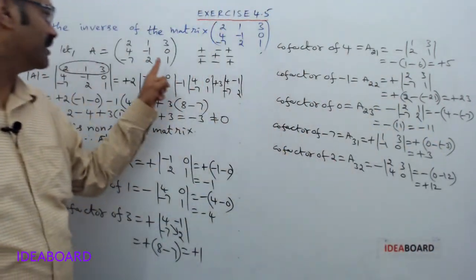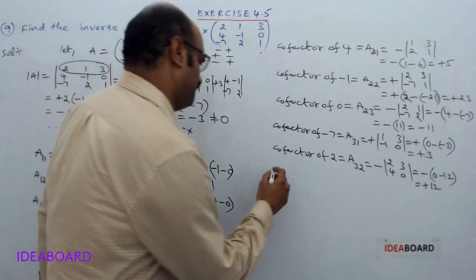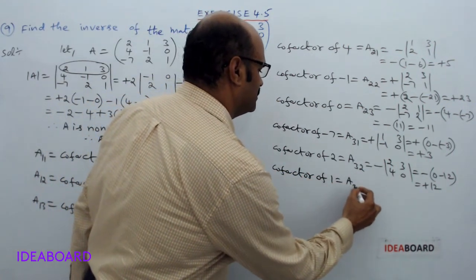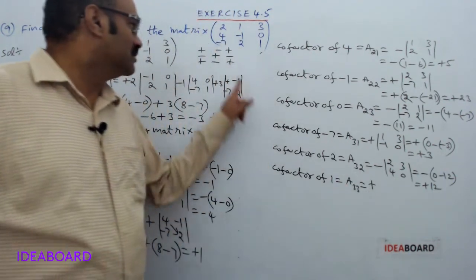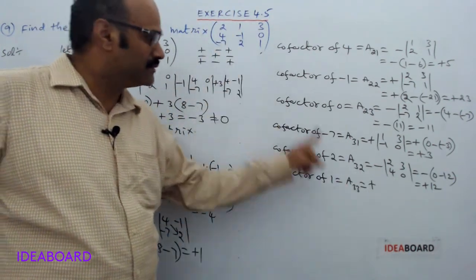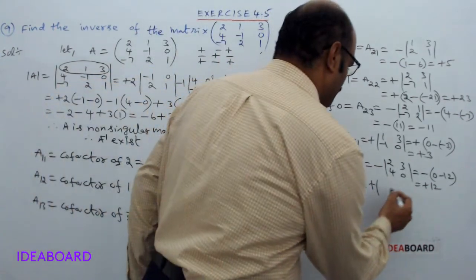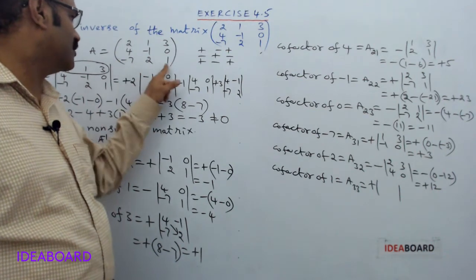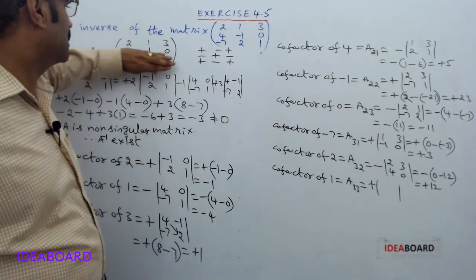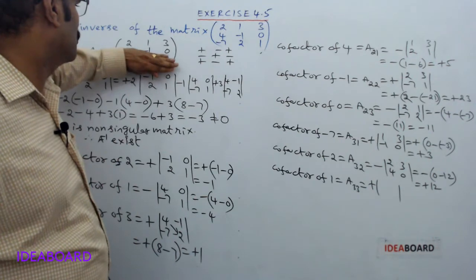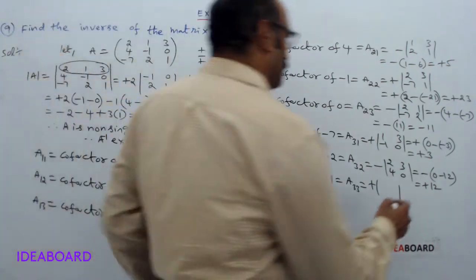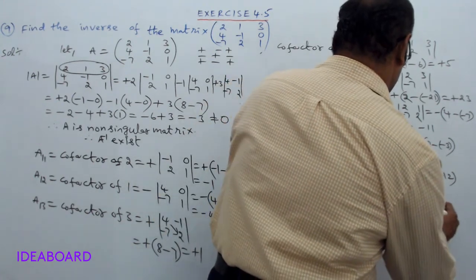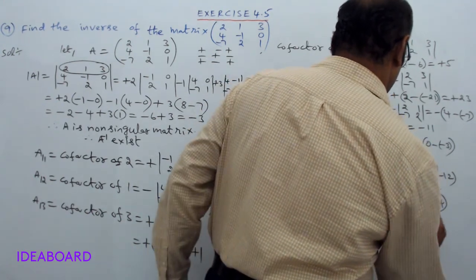Next one, we have the cofactor of 1, A33. The sign is plus, into the determinant. The element 1 lies in the third row and third column. So close the third column and third row. Then we have the remaining elements 2 1 4 minus 1. So equal to plus of minus 2 minus 4, minus 6.